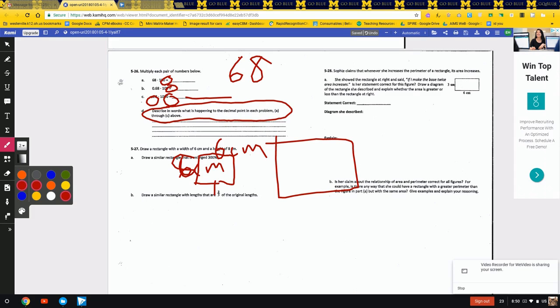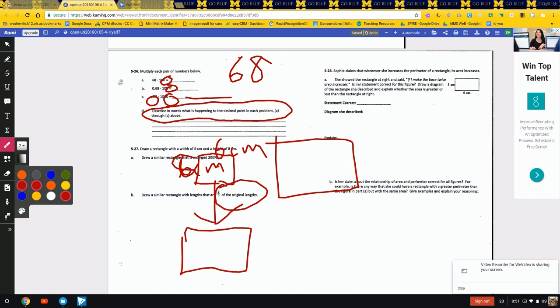And then again, using this original one right here, you're supposed to do 2/3 of the original length. So each length, the width, and the height are going to be smaller. So make sure you multiply 8 by 2/3 and 6 by 2/3, and you'll get your dimensions. Last question here, a little bit of a wordy problem.